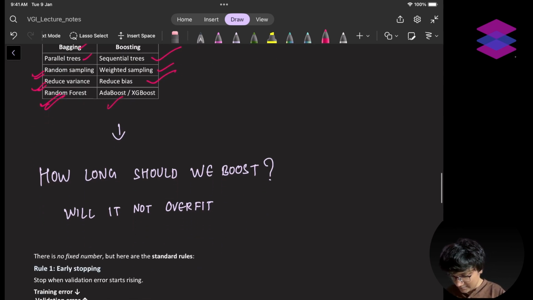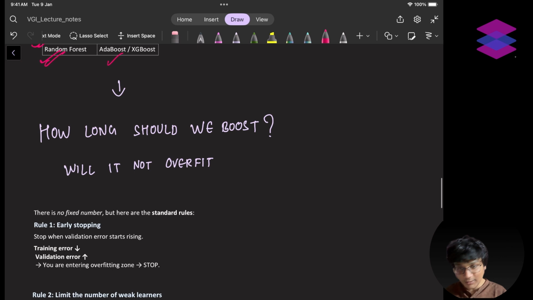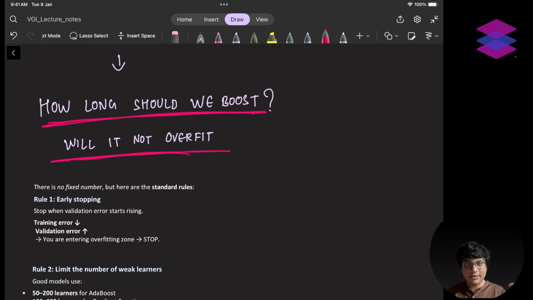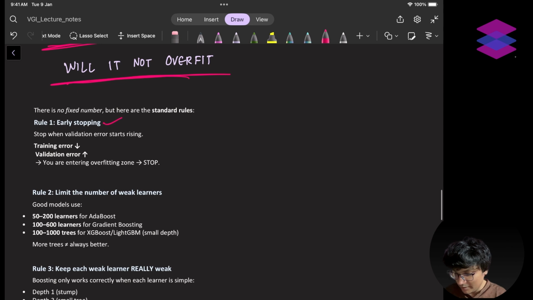Now, before that, just understand this. As I already told you before, how long should we boost it? Will it not overfit? Because suppose someone tells you to just boost your base model till it reaches 50 or 70 stages. It will not work like that. You will do early stopping. What is early stopping? Again, this is a keyword. Early stopping is when your training error is low and your validation error is high. That is the point where you should stop. Otherwise, the model will overfit.